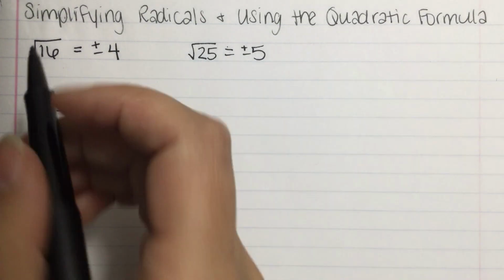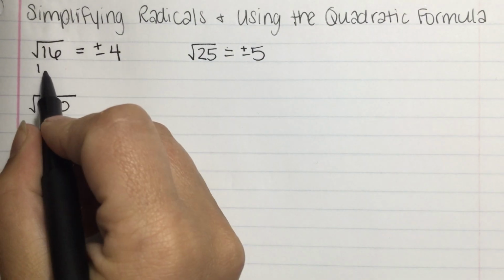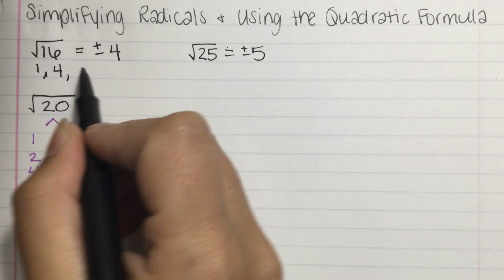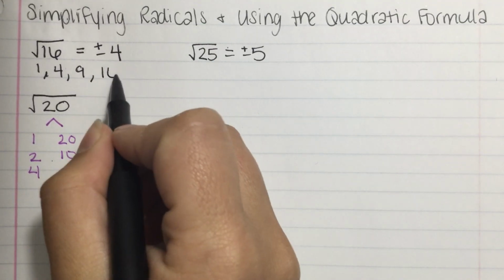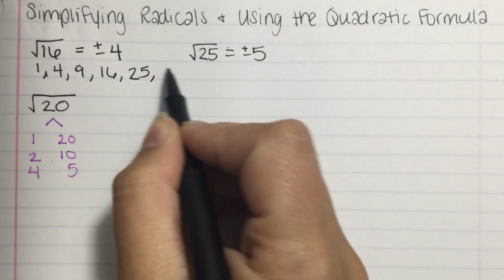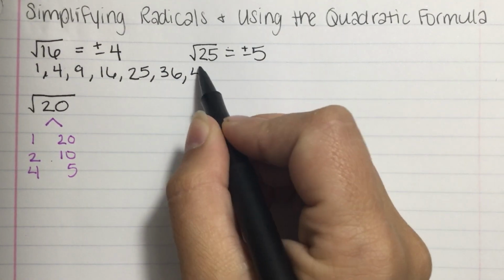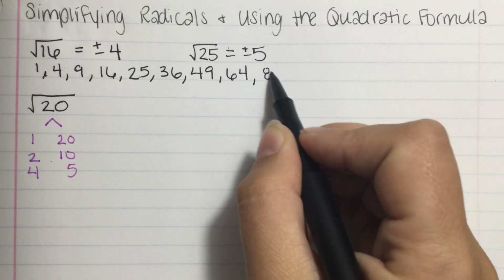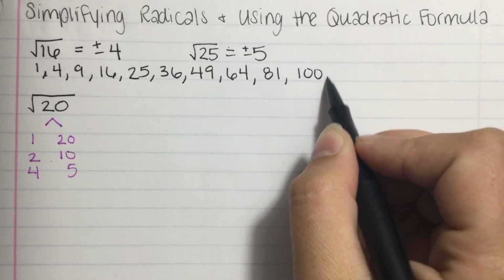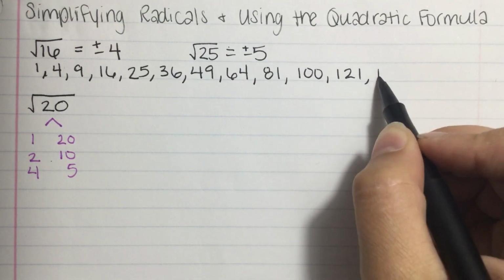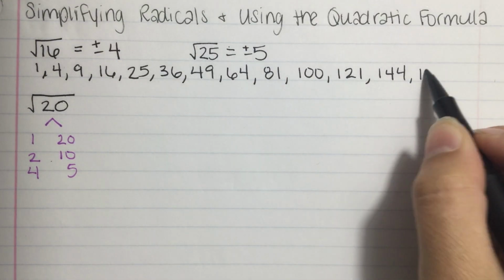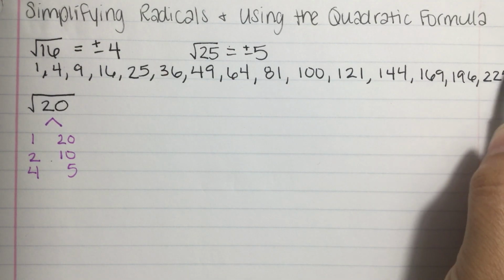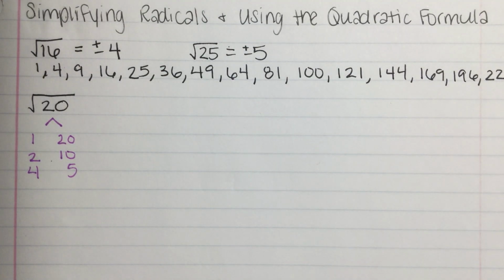And if you don't know what the perfect squares are, I will write the first 20. So we have 1, or not the first 20, the first 10. We have 1, 4, 9, 16, 25, 36, 49, 64, 81, 100, 121, 144, 169, 196, and 225. So I actually went to 15 just because I had that space.